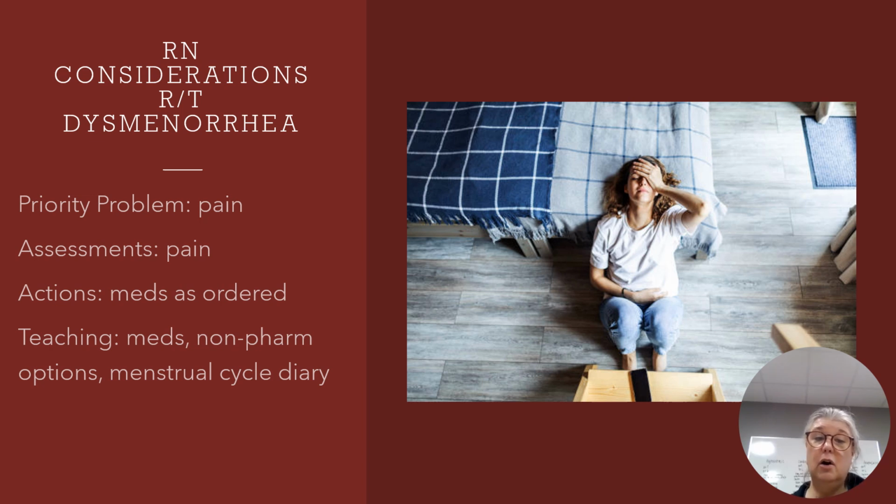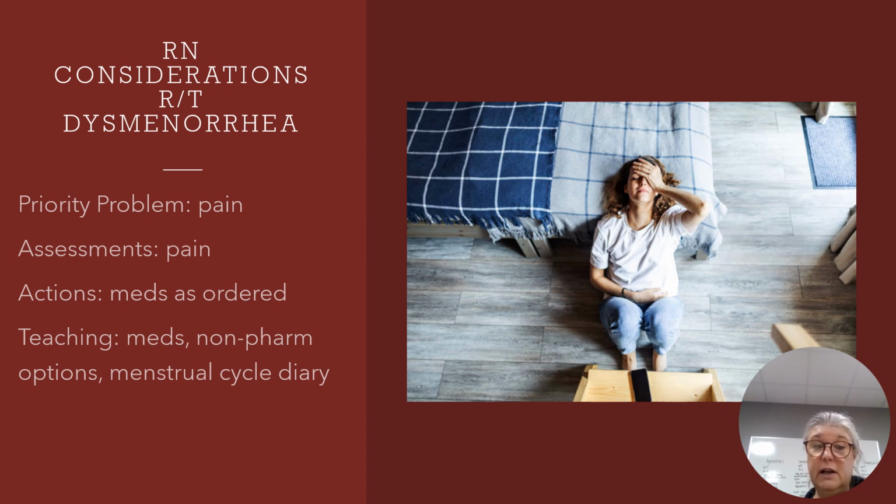With dysmenorrhea, our priority problem really is going to be the pain. Right? The acute pain. Assessments, vitals, pain. Actions, providing non-pharm interventions. If they're taking NSAIDs already, you can do cold therapy, heat therapy, any sort of relaxation stuff is going to help. If it's bad enough, they may recommend something like hormone therapies, and a lot of times this is an oral contraceptive, actually, because it uses estrogen and/or progesterone.